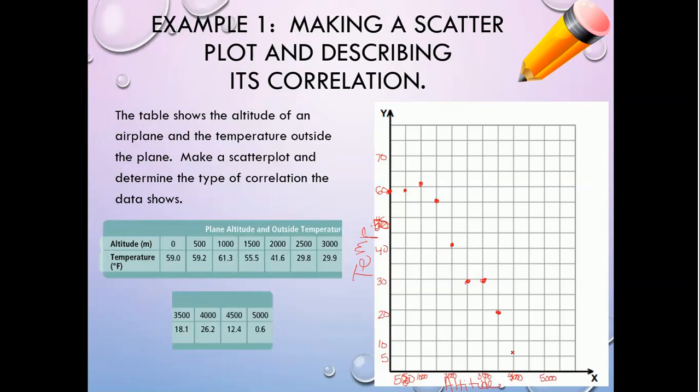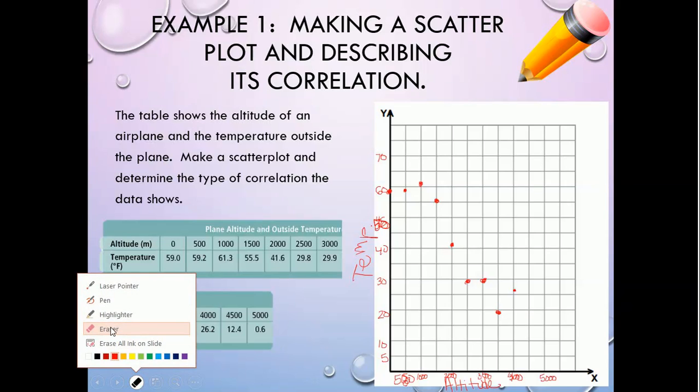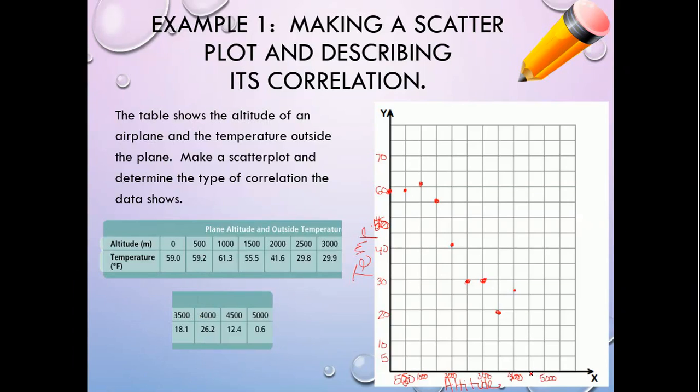4,000 is 26.2. And then 4,500 is 12.4. Oh, nope, 12.4 would not be above 15. Hold on. That's for 4,500. There we go. And then 5,000 would be at 0.6, so really close. So if I look here at my data, it looks like it's going downwards, right? So this would be a negative correlation.